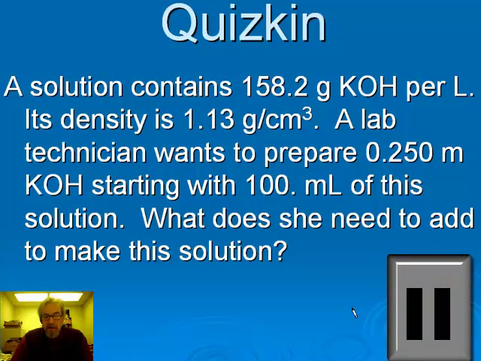Stop the video and give yourself a chance to solve this problem. It's not real easy, but if you think deeply about what molal really means, you should be able to get at least part way through this problem before you get too stuck. I'll bring you an answer shortly and a solution.